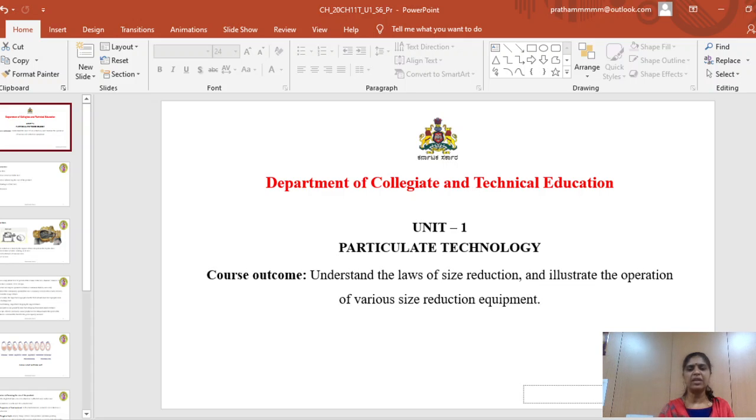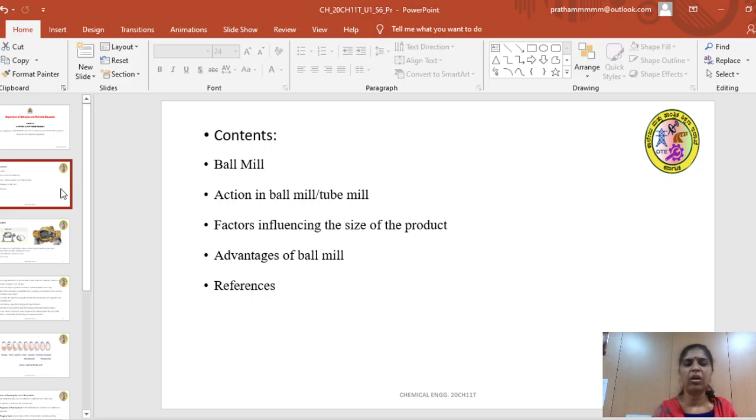So, in continuation with that, the hammer mill size reduction, today we will be learning about another equipment called the ball mill. So we will learn how exactly the ball mill works, the operating mechanism of the ball mill, the action in the ball mill in connection with the critical speed, and what are the factors which influence the size of the product during the crushing action in a ball mill. So after learning all this, we will see what are the advantages of using the ball mill.